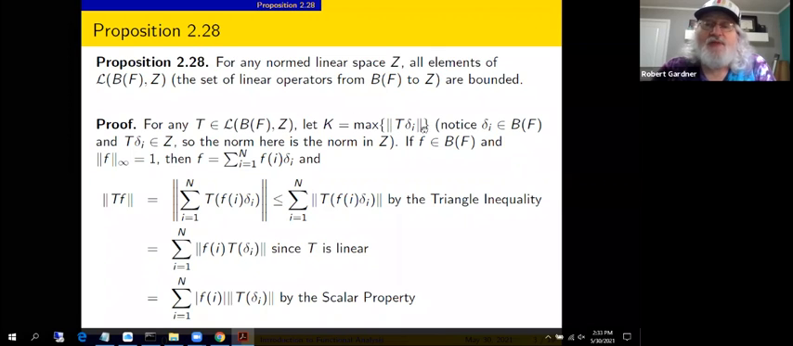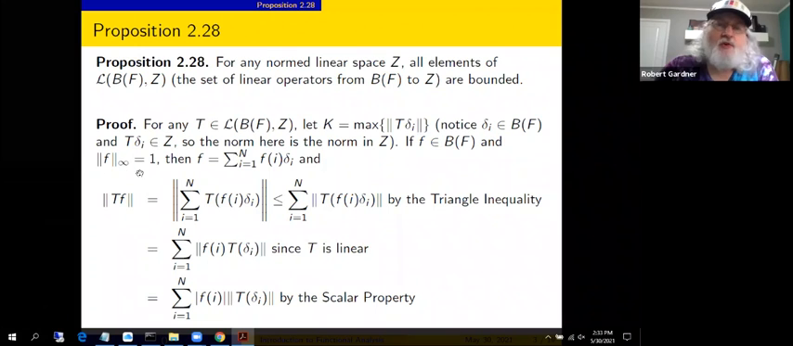So when we use these norm symbols, notice that we're talking about the norm in Z there. We've got two norms. We've got the norm on B of F, the sup norm, and we've got the norm on normed linear space Z. And probably sooner or later, we'll have the norm of the operator T. So if we take f to be in B of F, which has norm 1, yeah, we're using the sup norm, the infinity norm, on B of F. So we're taking a unit vector from B of F. You know you can represent it as this linear combination because the delta sub i's form a basis.